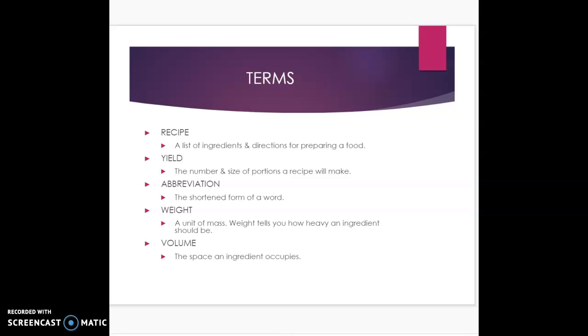We also have weight, which is a unit of mass, which tells you how heavy an ingredient should be. So 4 ounces of shredded carrots, a pound of ground beef. Then we have volume, which is the space an ingredient occupies, and that is 1 cup, a tablespoon, things like that. All right, so now we are going on to abbreviations, and I'm going to fly through these fairly quickly, and then you will go back through and write in your notes.